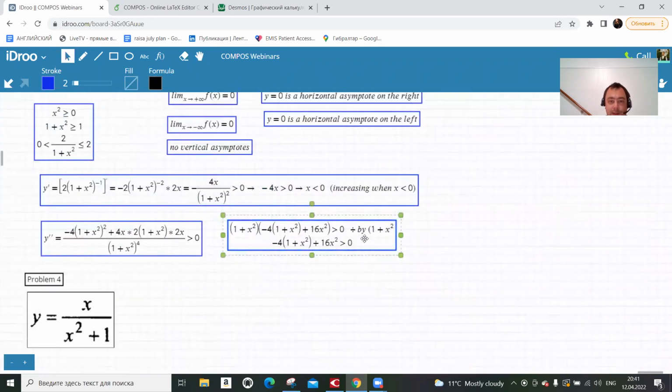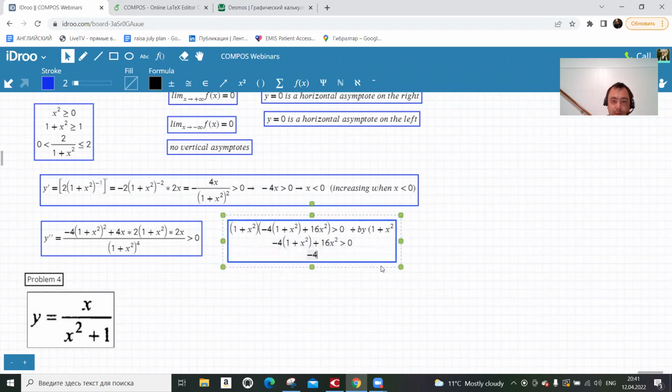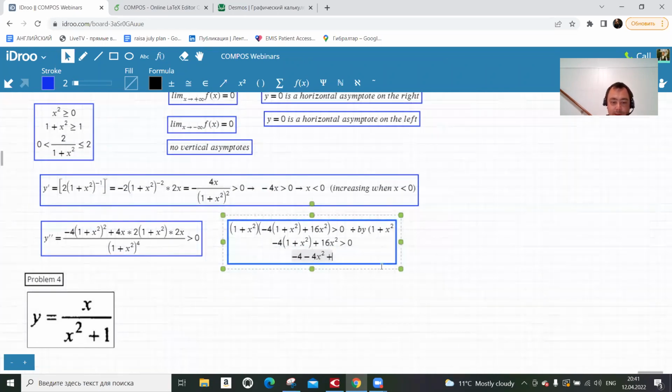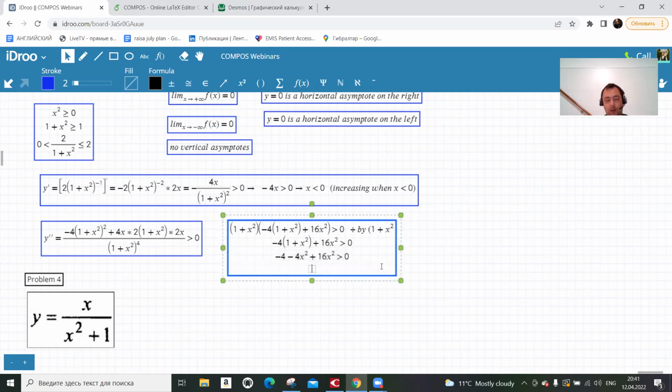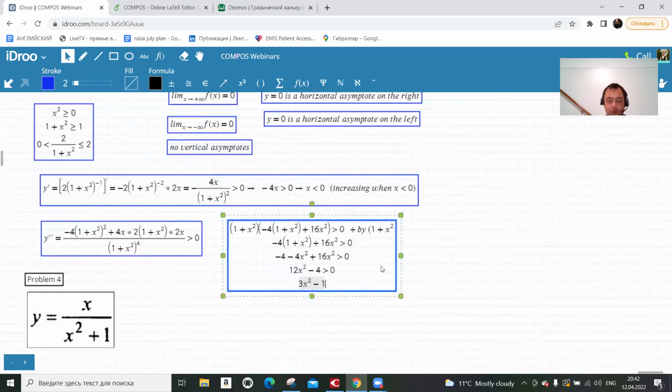All right, so now we open the brackets, so it's -4 minus 4x squared plus 16x squared is greater than 0. So it's going to be 12x squared minus 4 is greater than 0. Divide by 4, so 3x squared minus 1 is greater than 0.